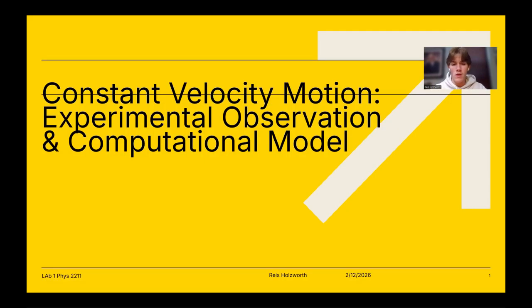For certain, the velocity: motion, experimental observation, computational model. In this lab, I observed the motion of a real object moving at constant velocity, analyzed the motion using Tracker, built a computational model using Newton's second law, and compared the model predictions to my experimental data.